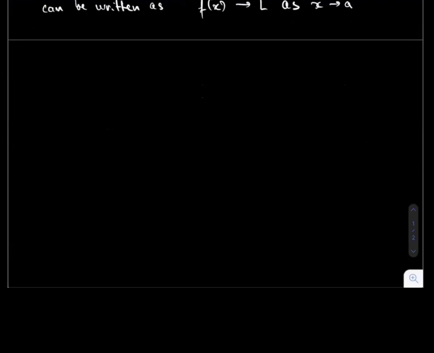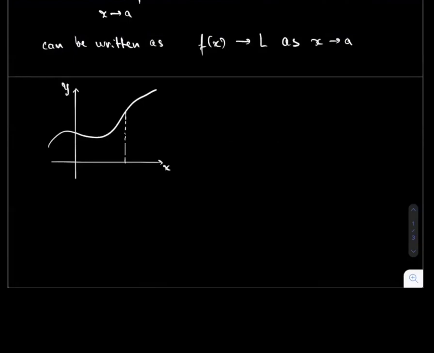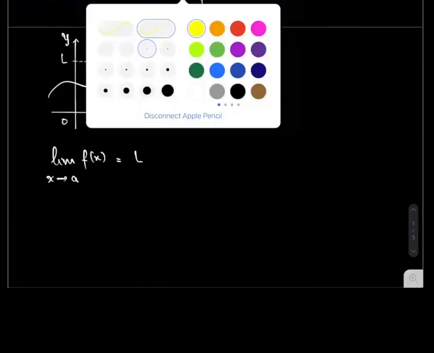Let me draw something for you, and hopefully this makes sense in terms of limits. I have three cases. For the first case, let me give you some random function here. This is 0, this is a, this is L, the limiting value. By looking at this graph, I say that the limit of the function f of x as x approaches a is equal to L. What do I mean by that? Go back to the definition of limits.